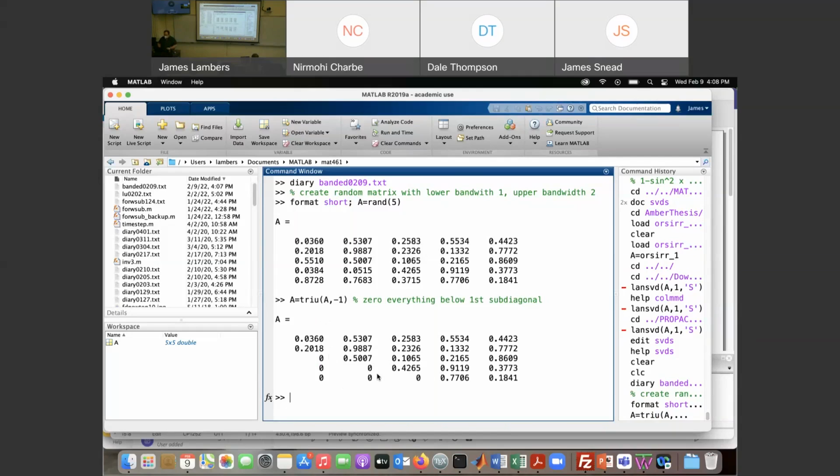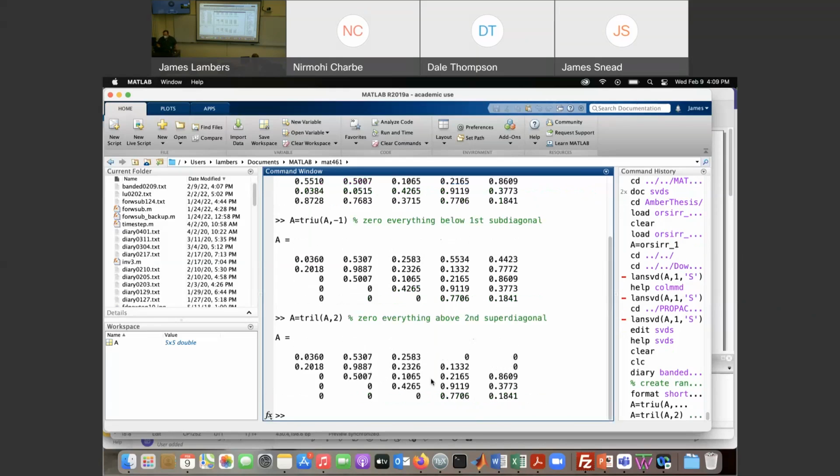And then I'll use the opposite function, tri-L. I want to keep the first two superdiagonals and zero everything above there. So tri-L normally creates a lower triangular matrix by zeroing out the entire upper triangle, but I don't want to go that far. Zero everything above the second superdiagonal, which is given by positive value indices. Okay, so now I have a matrix that has lower bandwidth 1, upper bandwidth 2.